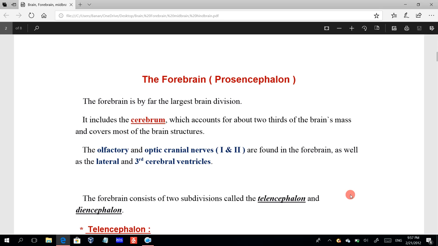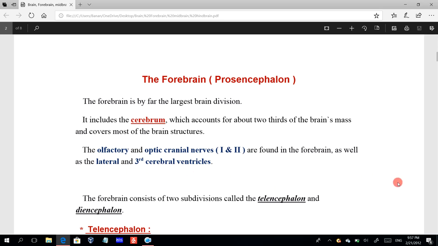The olfactory and optic cranial nerves, the first and second cranial nerves, are found in the forebrain. In addition to these cranial nerves, we have the lateral ventricles, which are the right and left, and the third cerebral ventricle. So these are within the forebrain.